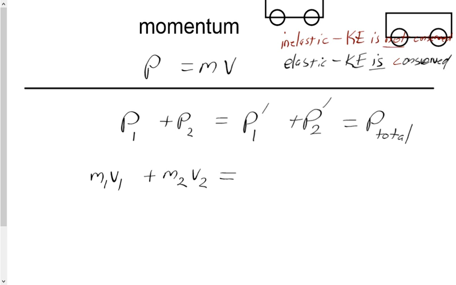So we're going to say that this in turn equal to the M1 V1 prime. So this is said as prime, so that it's the mass times the velocity of object 1 after the collision, plus M2 V2 prime. Again, V2 prime being the velocity of object 2 after the collision.